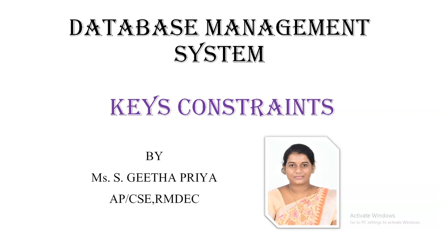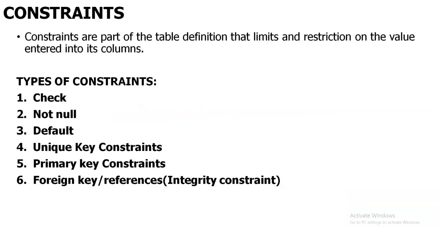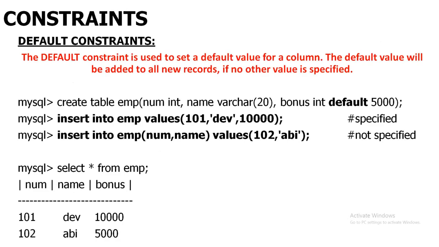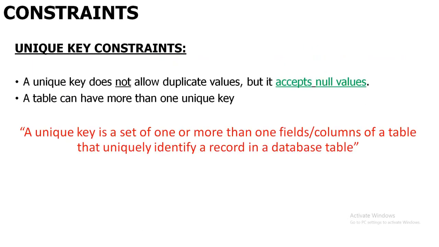In this lecture, we will be discussing the second part of the key constraint. In the first part, we discussed what a constraint is, and the check constraint, not null constraint and default constraint. So in this lecture, we will be seeing the unique key constraint, primary key constraint and foreign key constraint. A unique key means a particular column will be termed a unique key. It means that column will accept only a unique value.